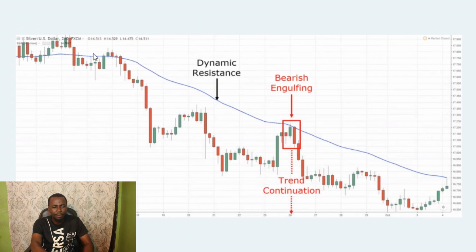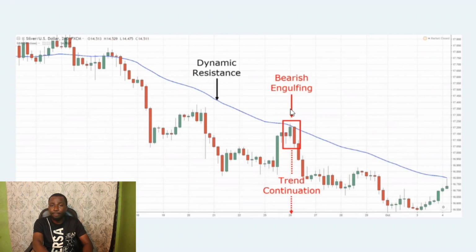This time around we make use of the dynamic support and resistance level, like we are making use of the moving average here. This is an exponential moving average. So now the market is in a downtrend. What do you do? You look at your area of value, the moving average. This blue line is the moving average, that is the area of value. So you wait for price to come to your area of value, and after that you wait for an entry trigger. Now you can see the price has entered the area of value.